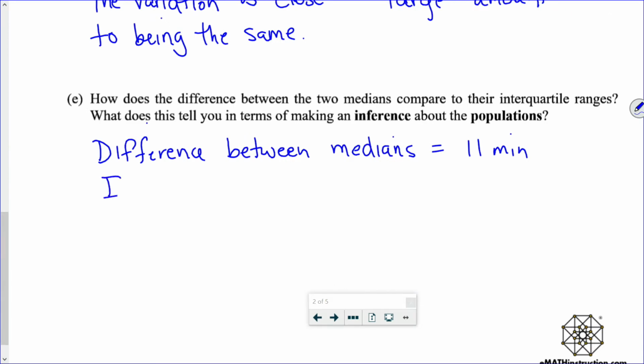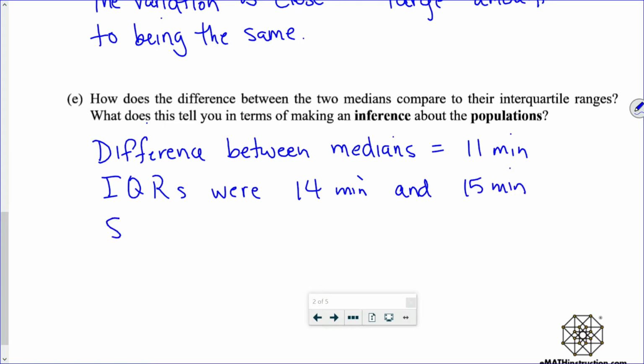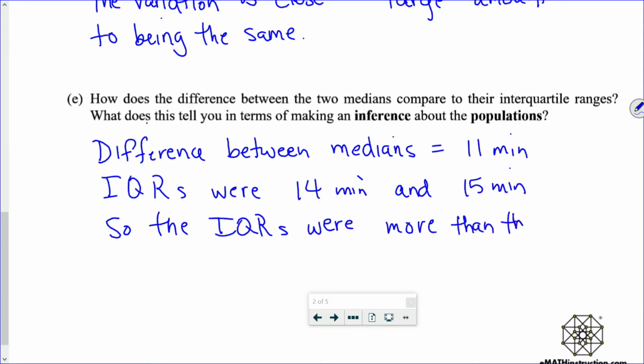And the IQRs were 14 minutes and 15 minutes, right? So the IQRs were more than the difference.